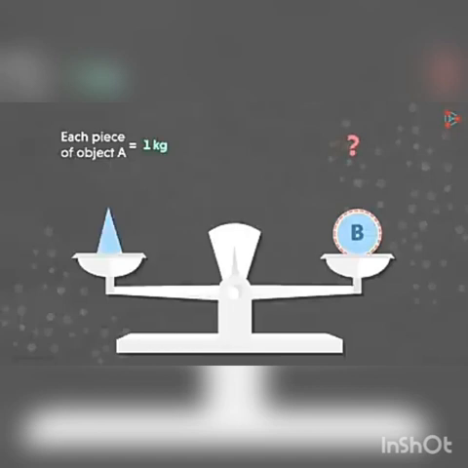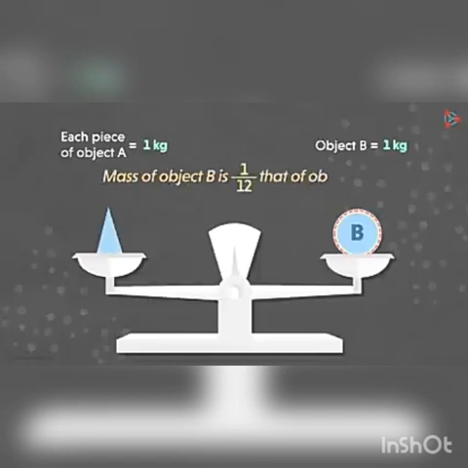Now can we tell the weight of the object B? Yes, each piece of object A here is 1 kilogram. And hence we can say that object B also weighs 1 kilogram. Let me ask you something now. Can we say that the mass of object B is 1/12 that of object A? That's correct. This is exactly how we estimate the atomic mass of an atom.